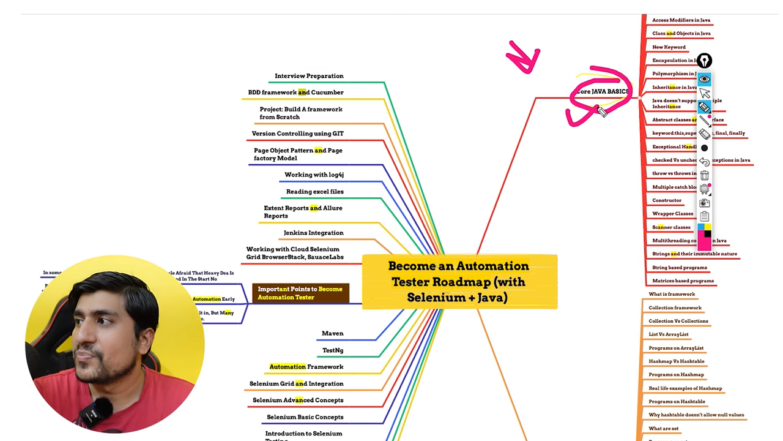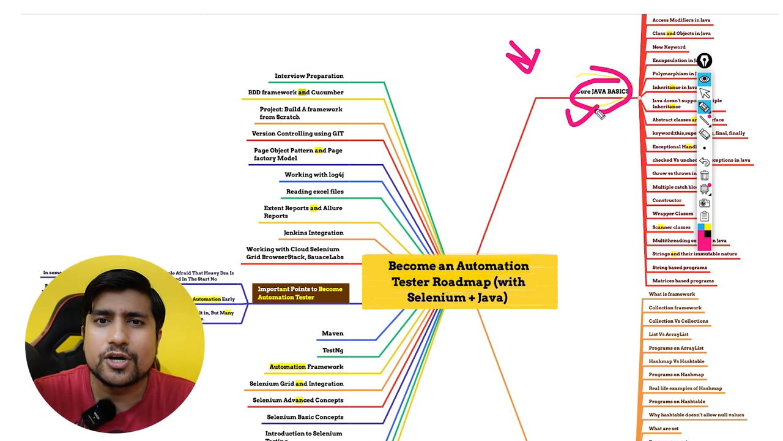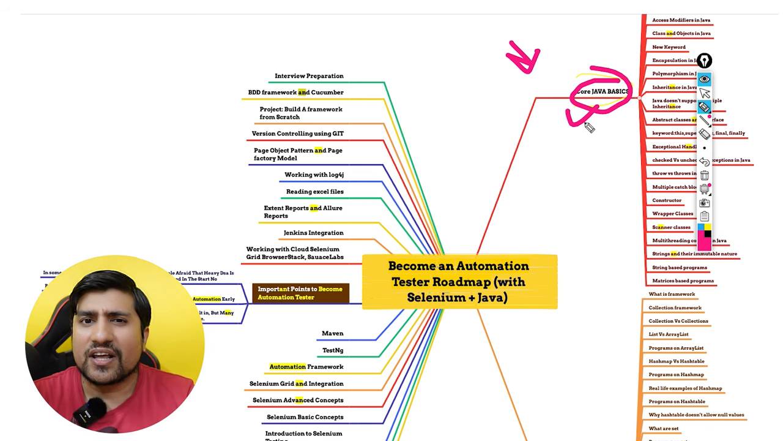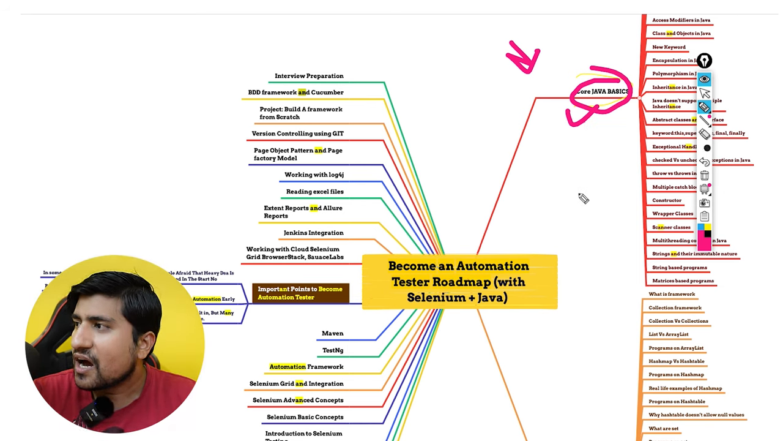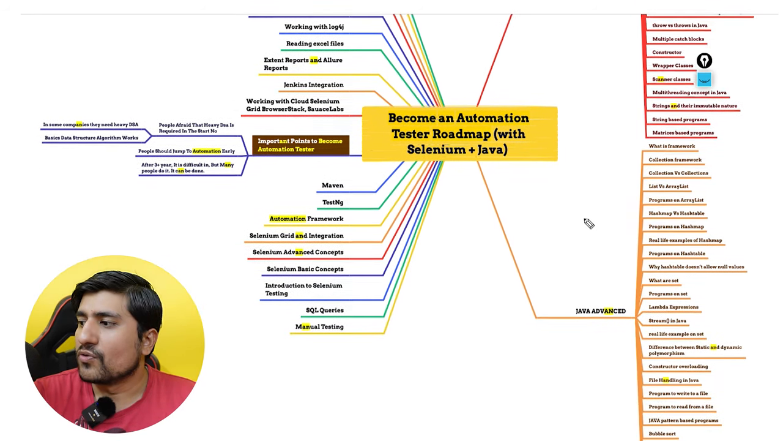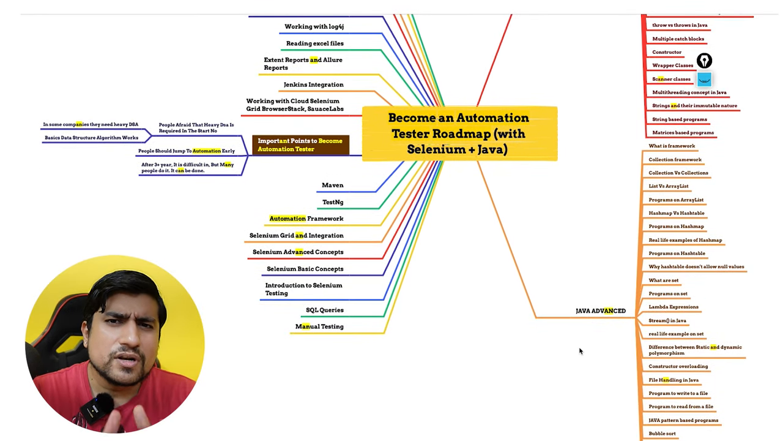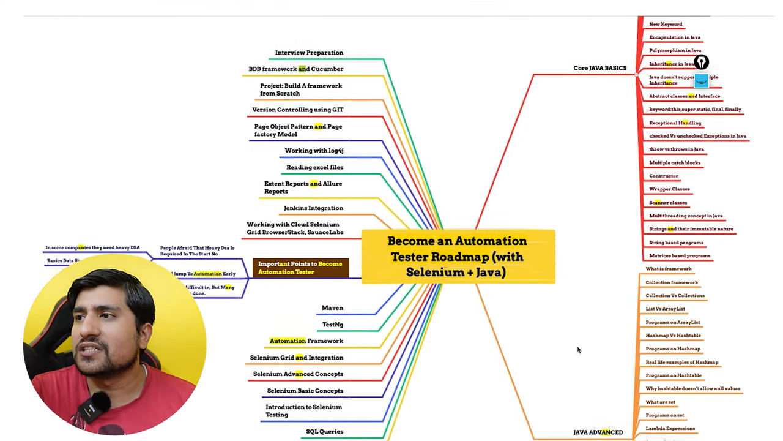So learn core Java, where we have different concepts related to it, right? In core Java, we have data types, for loops, if loops and other things. Right. After that, you need to move towards Java Advanced, where you will learn how the file system works, collection frameworks, and threading, three important concepts. Then immediately move towards Selenium.